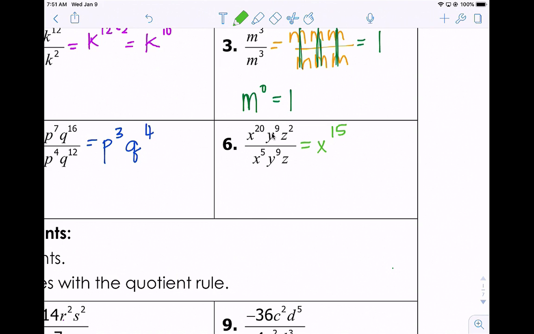Here we have y to the 9 divided by y to the 9, which is going to give us what this one did, right? 9 minus 9 is 0. So I'm going to go ahead and write that, and then I'll show you how we want to simplify that. And then we have z squared divided by z. This is z to the 1. So 2 minus 1 leaves us with z to the 1.